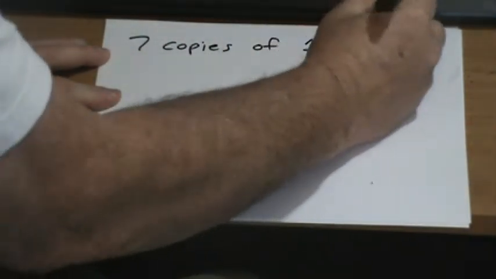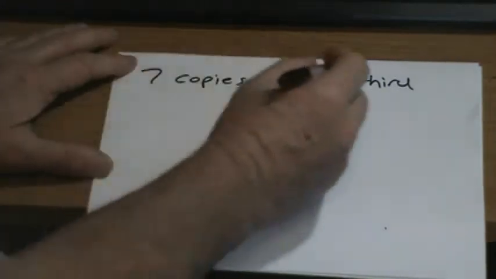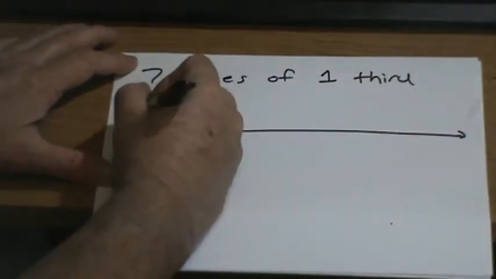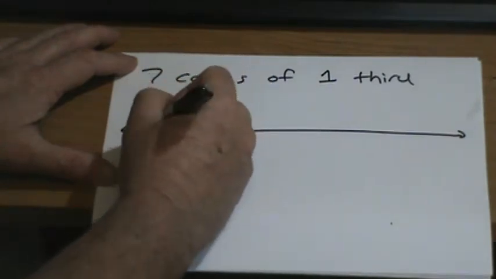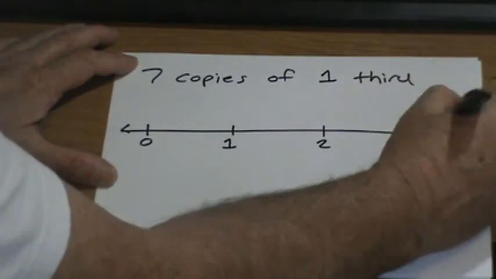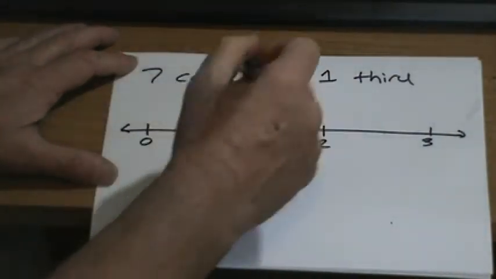And we're going to do 7 copies of 1/3. So just take a look at that. 7 copies of 1/3. Let's break it down with ye olde number line. I'm going to have this number line go from 0, 1, 2, and 3. We're going to break them into thirds because we're making 7 copies of 1/3.